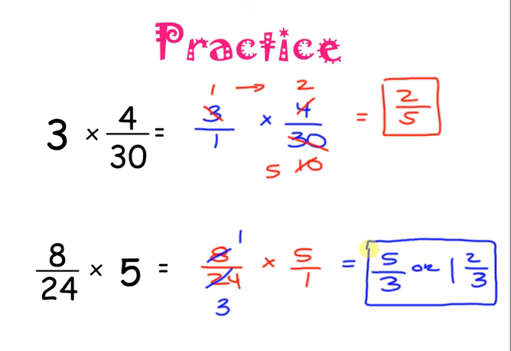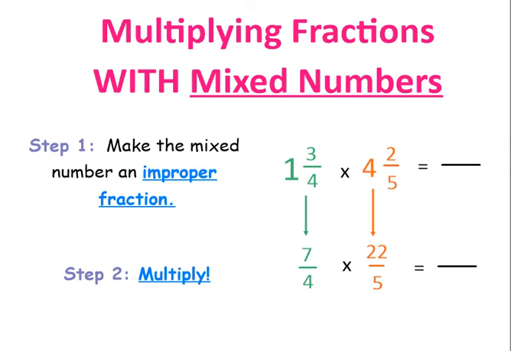All right, so for the first one, I got 2/5, and I used the cross-canceling method. For the second one, I got 5/3. I also put it in a mixed number for you, 1 and 2/3, and I also used the cross-canceling method. Either method will work. I prefer the cross-canceling method, but again, either method will work. Okay. One more situation to throw at you.